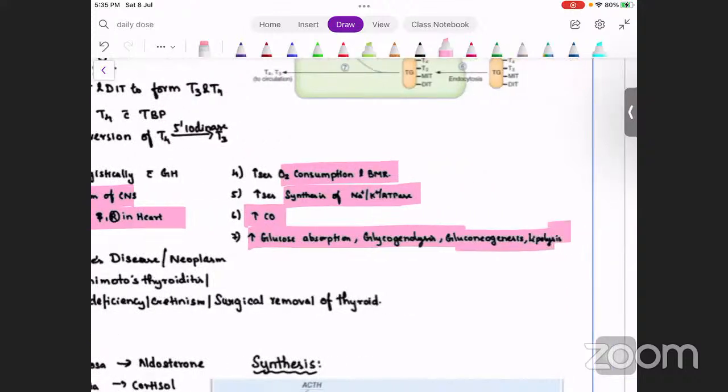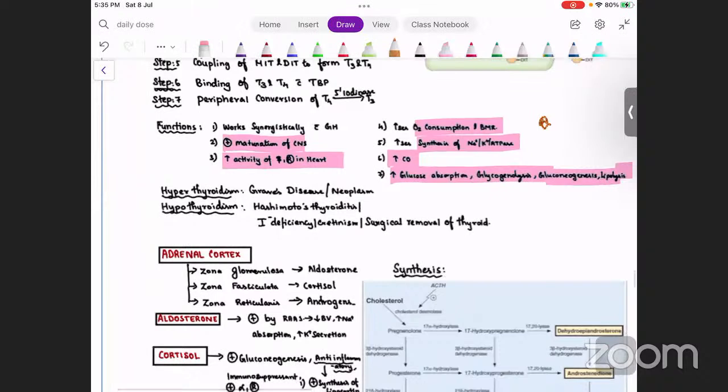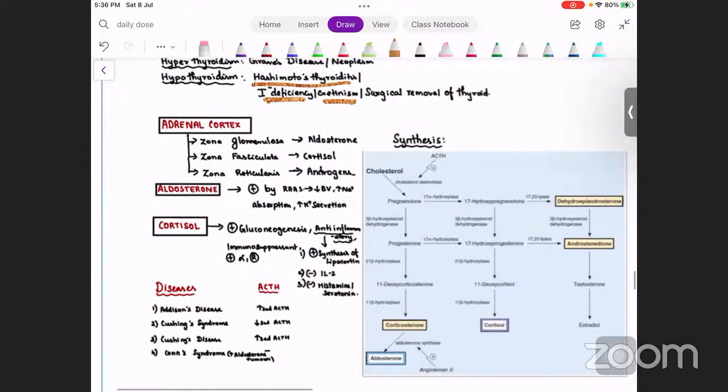Very, very important functions of thyroid hormones are there. Hypothyroidism and hyperthyroidism: hypo is due to iodine deficiency, cretinism, and Hashimoto thyroiditis, apart from surgical removal of the thyroid gland. And hyper is due to Graves' disease or neoplasm. Then we have the adrenal cortex: zona glomerulosa, fasciculata, and reticularis.